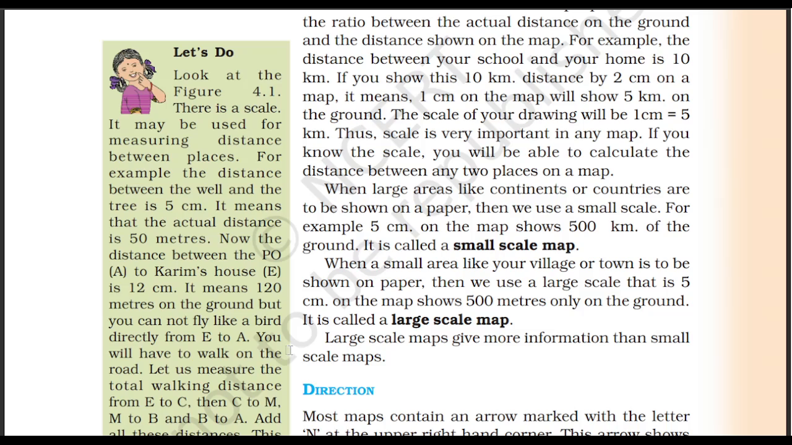When a large area, continents or countries, are to be shown on the paper, then we use a small scale. For example, 5 centimeter on the map showing 500 kilometer of the ground. It is called a small scale map. Means a very large distance is shown on the map by a very short length, then this map is called small scale.